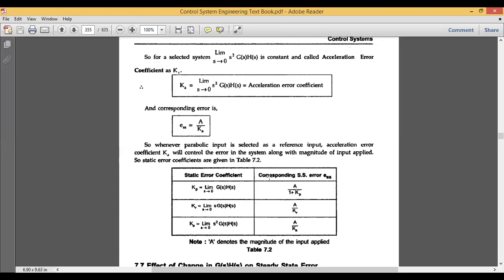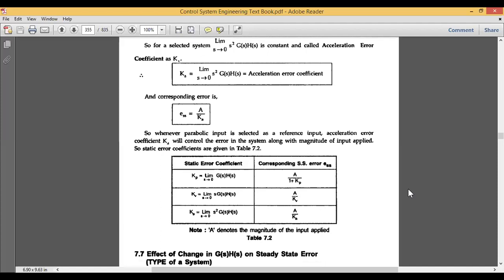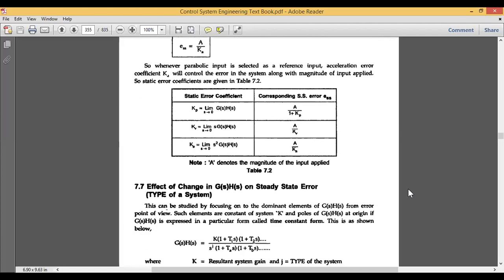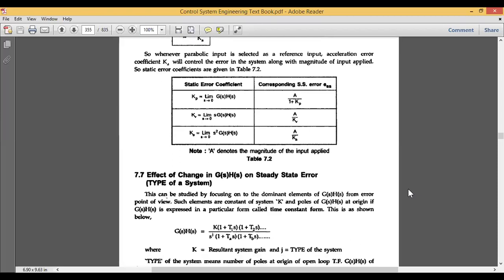And the corresponding steady state error is represented by ESS. For Kp, we have A divided by 1 plus Kp. For Kv, we have A by Kv, and for Ka, we have A divided by Ka, where A denotes the magnitude of the applied input. So in this way, we go about finding the error for the different values of different signals.